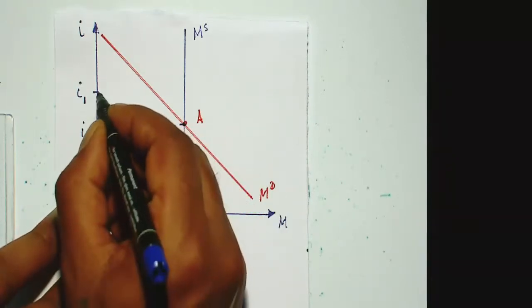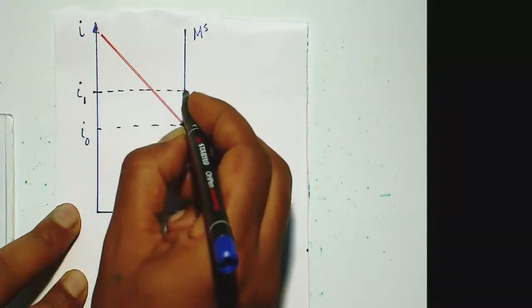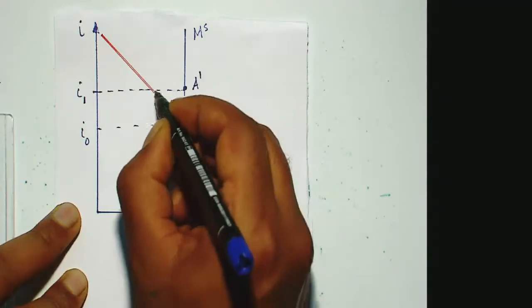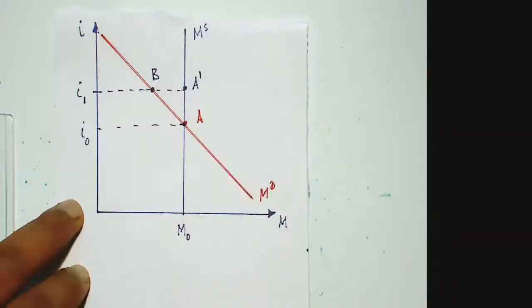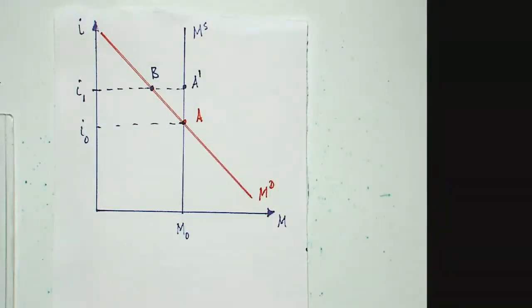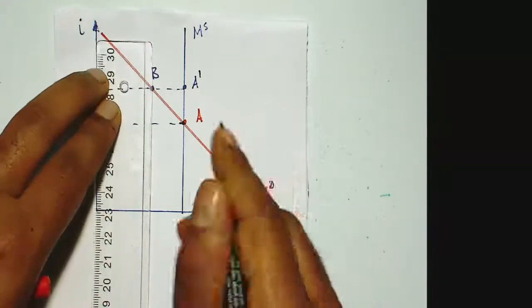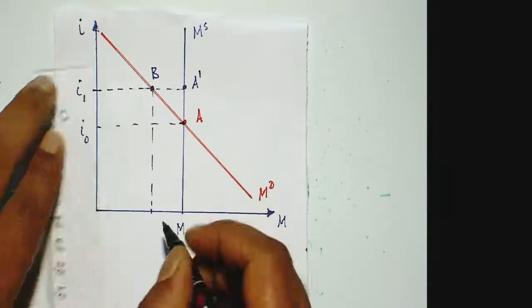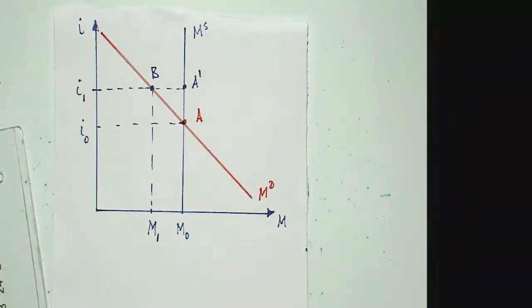So at this higher interest rate, we can draw the line and identify 2 points, which we can call A prime and B here. And at point B, we would also have a new stock of money. So this should be given as M1 here.